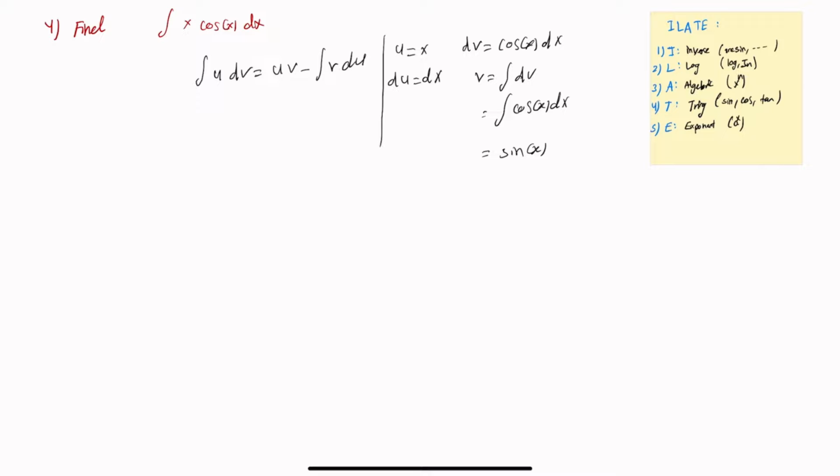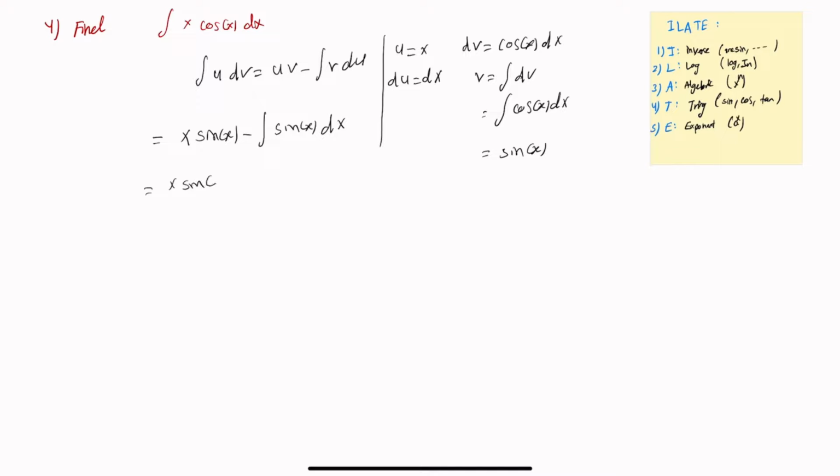Now we are ready to put these into the integration by parts. So this is going to be equal to u, which is x, and then v, which is sine of x, then minus the integral of v, which is sine of x again, and du here is just dx. Now the next step, I'm going to solve for this integral.